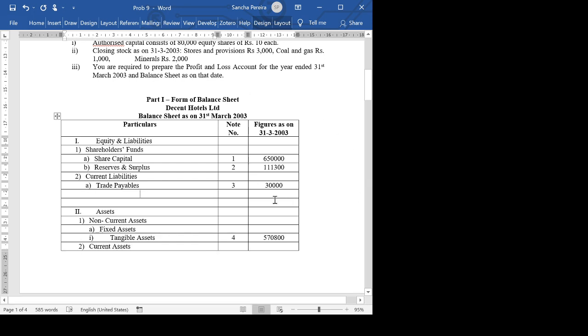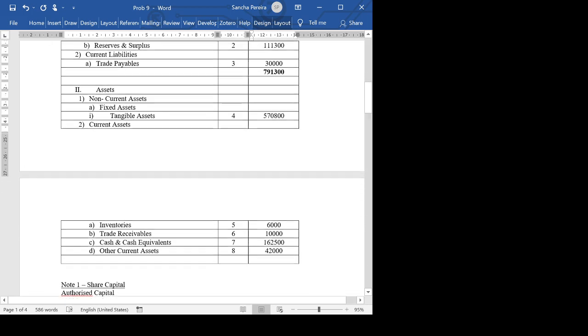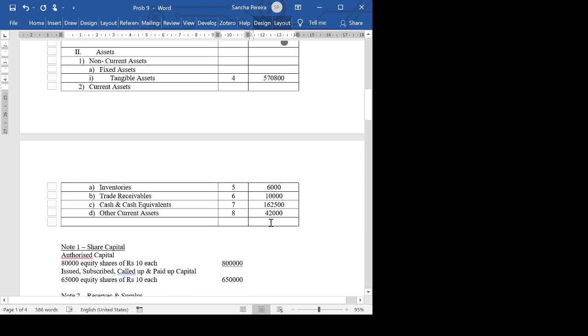So let's check the balance sheet total. This comes to 6 lakhs 50, 7 lakhs 50, 7 lakhs 61, 7 lakhs 91,300. This tallies to 791,300. And the same way, hopefully this also tallies. Let's check. 5 lakhs 70,800 plus 16,000 plus 162,500 plus 42,000. 791,300.